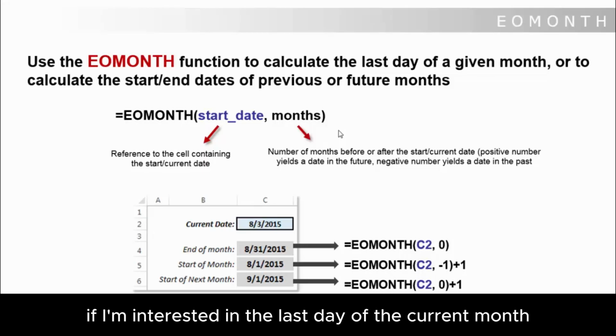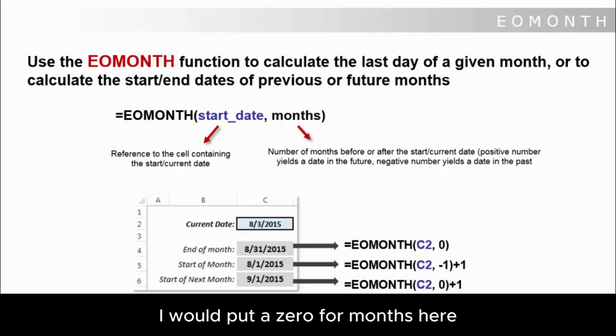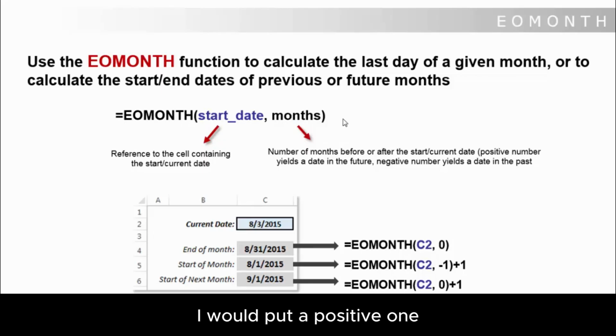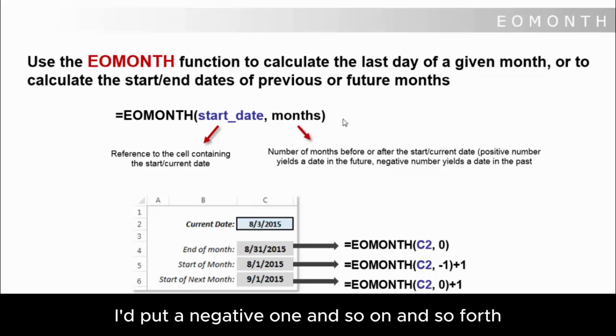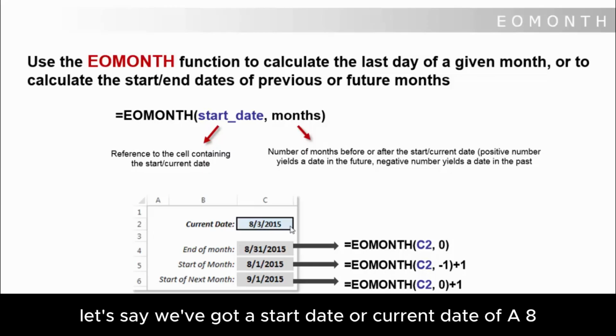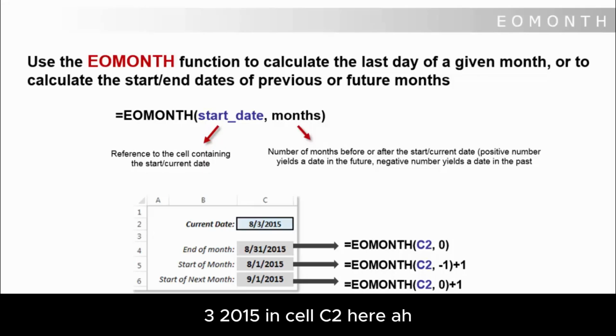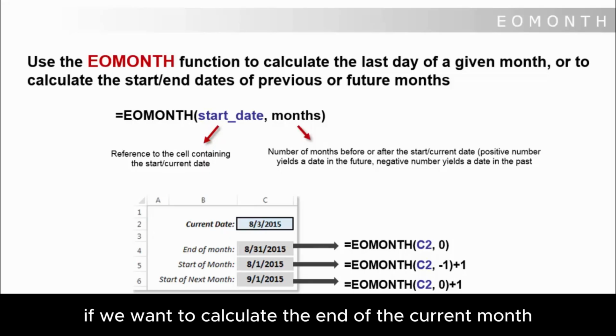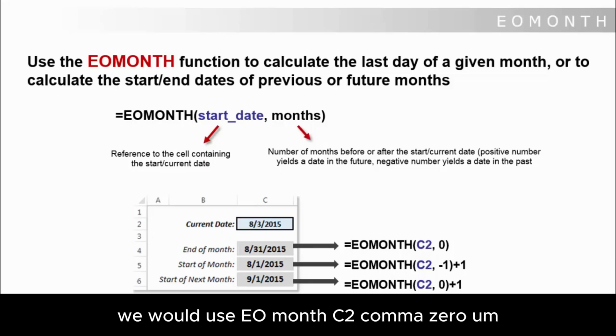So if I'm interested in the last day of the current month, I would put a 0 for months here. If I'm interested in the last date of next month, I would put a +1. If I was looking for the last date of the previous month, I'd put a -1, and so on and so forth. So let's say we've got a start date or current date of 8/3/2015 in cell C2 here. We can use the EOMONTH function in a number of ways. If we want to calculate the end of the current month, we would use EOMONTH C2, 0.